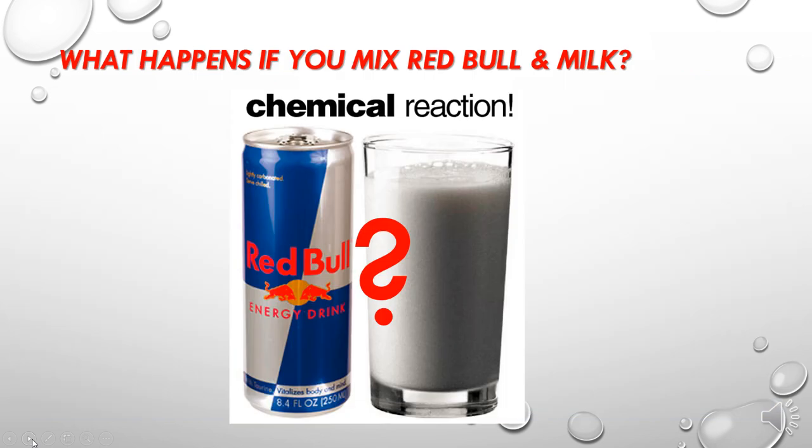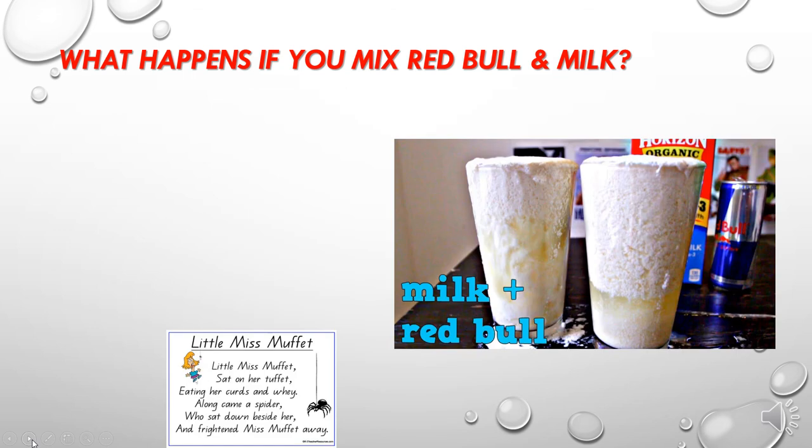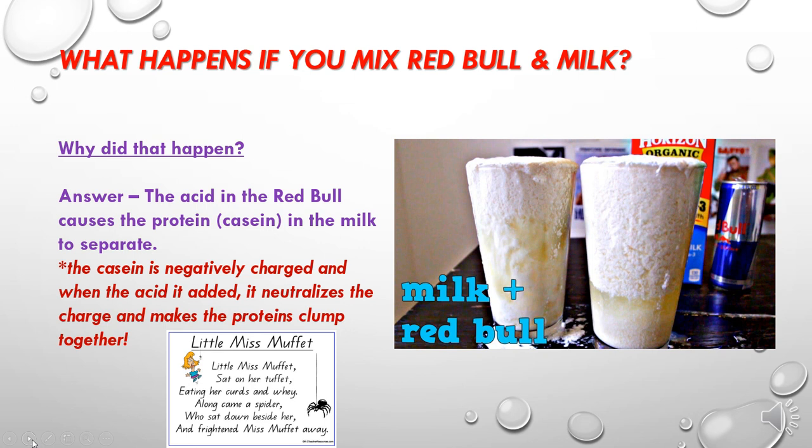So, random thing. What do you think happens if you mix Red Bull and milk? We do have a chemical reaction, and that chemical reaction is essentially a complete separation. The acid in Red Bull causes the protein to separate in the milk. So basically the whole Little Miss Muffet nursery rhyme, we are making essentially curds and whey here, separating out that protein.